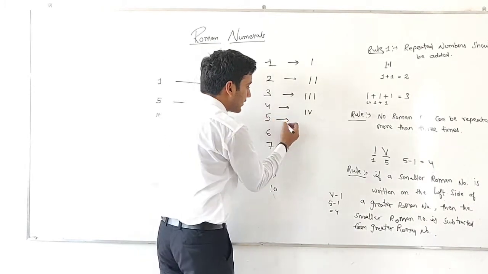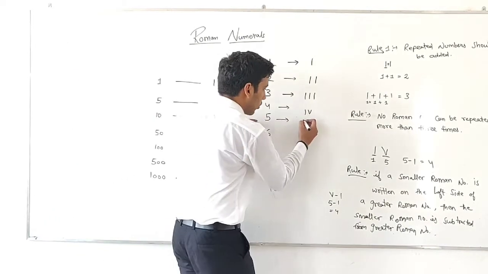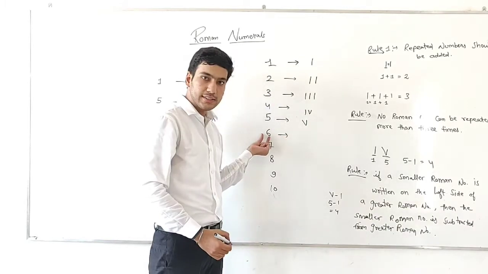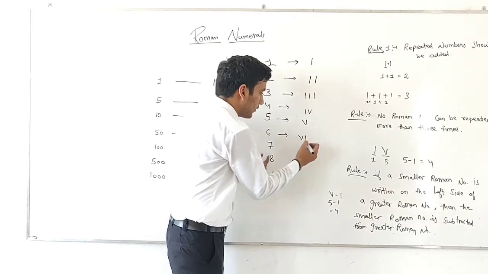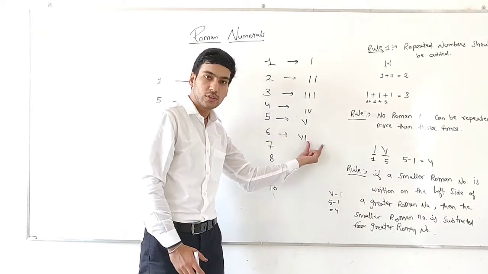Next, what is the Roman symbol for 5? You know, V. So the Roman symbol for 5 is V. Next, the Roman symbol for 6 is this. How can I write this? The Roman symbol for 6.